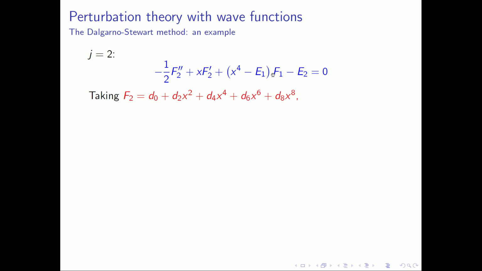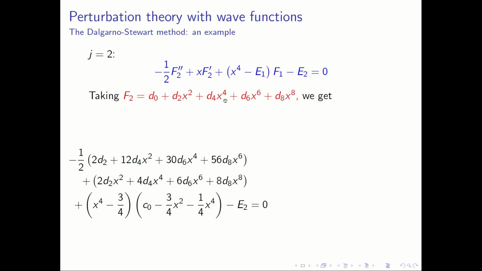Now, f1 we know already is a fourth order polynomial. So this thing here is an 8th order polynomial. This whole expression, which is independent of f2, is an 8th order even polynomial. And using the same kind of arguments that we had used before, we can take f2 to be an 8th order even polynomial and just find out the coefficients that will match.